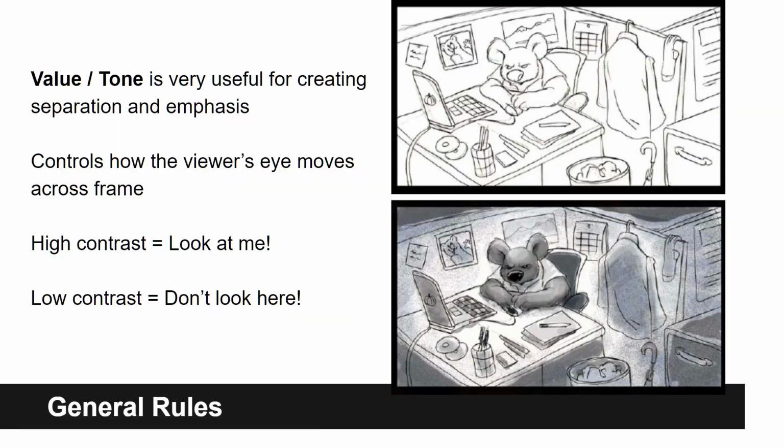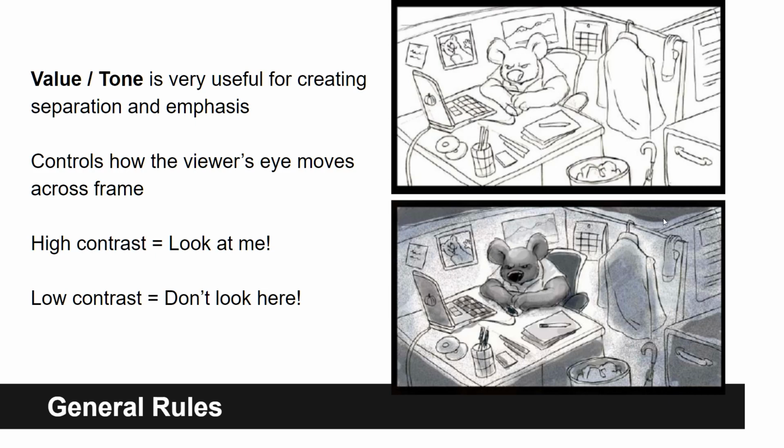Value and tone are really useful for creating clear storyboards that are easy to follow and look at. Just like when you're creating a painting or a drawing or illustration, contrast and value play a big role in directing the viewer's eye and making things easy to understand. So high contrast, which is a bigger difference between dark values and light values, means look at me, right? I should be focusing on that spot.